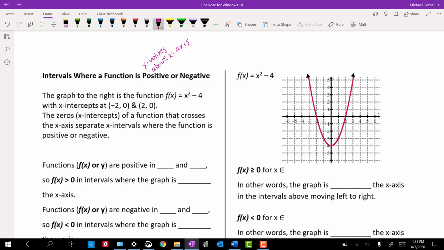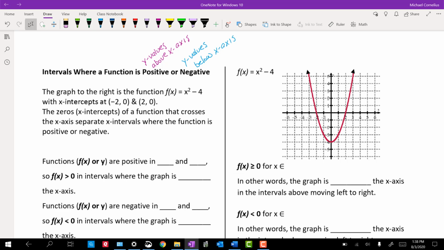So when we talk about where a function is negative, we're also talking about y values. This time we're talking about y values below the x-axis. Okay, so there's some things on the left that we're going to talk about real quick, and then we'll get into the graph on the right.